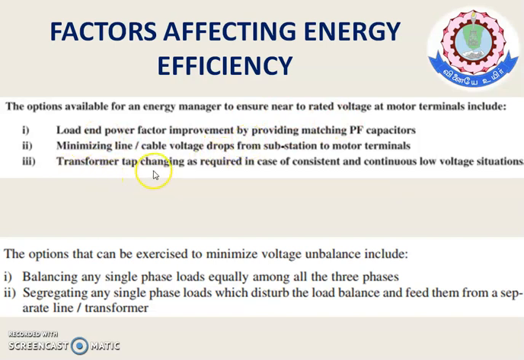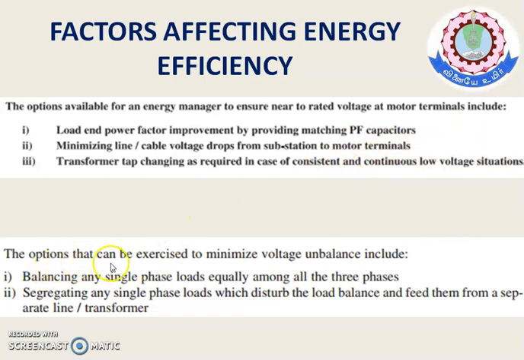And transformer tap changing is required in case of consistent and continuous low voltage situations. So at some places you are receiving a low voltage, and you need to adjust the sending end transformer tap settings. That means you need to step up the voltage at the sending end itself. That you just keep in your preliminary knowledge. No need of elaborate discussion here, right?